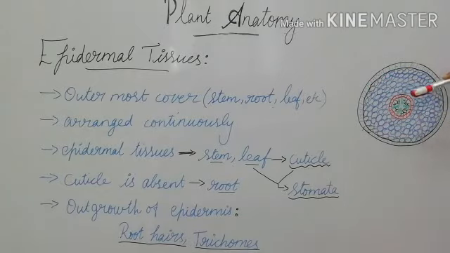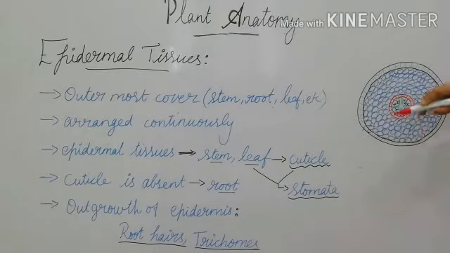And the epidermal tissues which are found in the stem and leaves are also covered by a layer which is called the cuticle. And the cuticle which is present on the leaf contains minute openings, and those openings are called the stomata. And this cuticle is completely absent in the root, and the root contains only epidermal tissues.